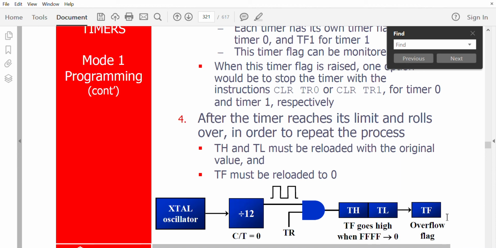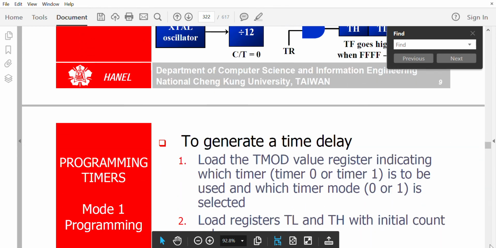So when you see that, either you can stop the counter by clearing TR, CLR TR0 or CLR TR1, if you want to just stop it. If you want to continue the process, then you will reload TH and TL with the original value and then continue the process. So that is mode 1 programming.